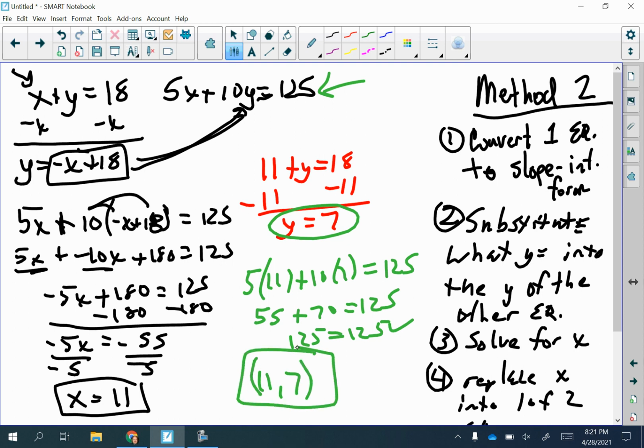So that's method 2. If you like it better than the first one, again, the choice is going to be up to you. But that is the substitution method.